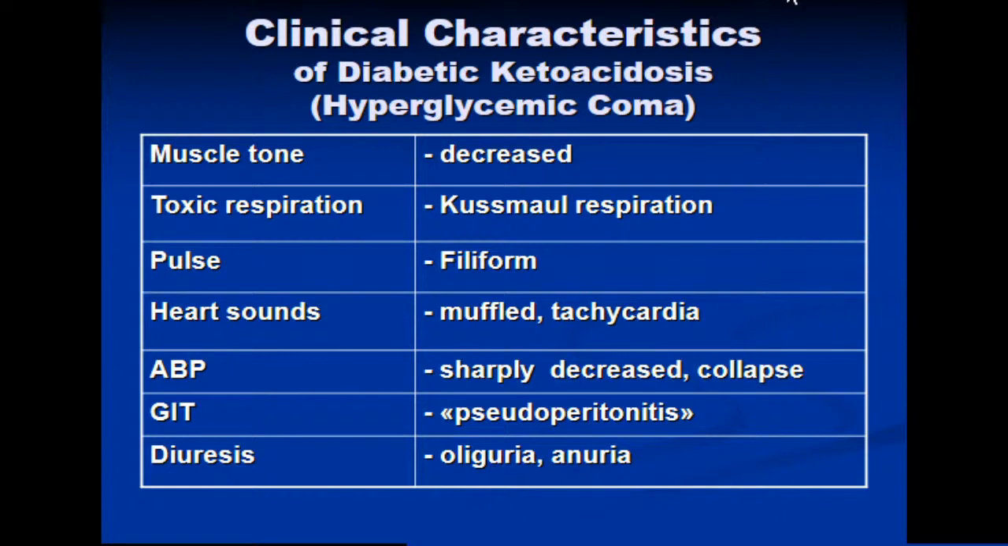Kussmaul respiration, pulse filiform, heart sounds muffled, tachycardia, arterial blood pressure sharply decreased and collapse. GIT system: symptoms of pseudoperitonitis, Blumberg syndrome. Diuresis: oliguria, sometimes anuria.